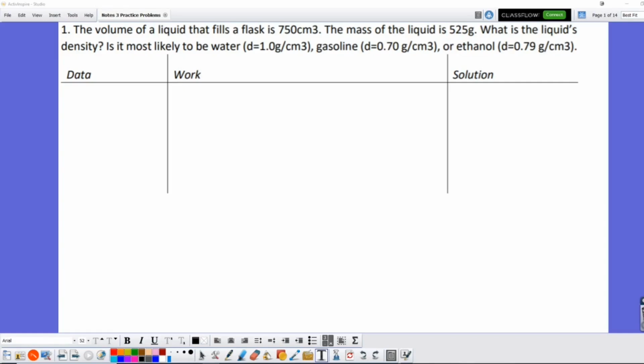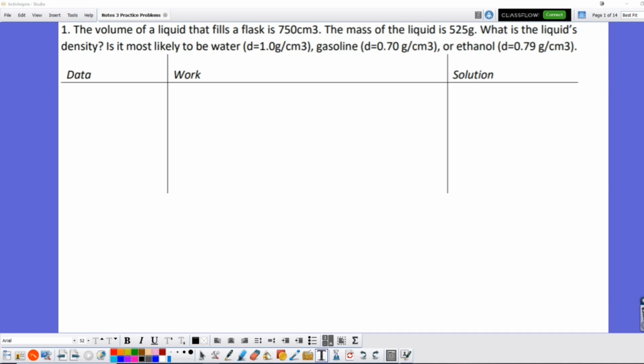So practice problem number 1 in notes 3 says this. The volume of a liquid that fills a flask is 750 cubic centimeters. The mass of the liquid is 525 grams. What is the liquid's density? Is it most likely to be water, gasoline, or ethanol?